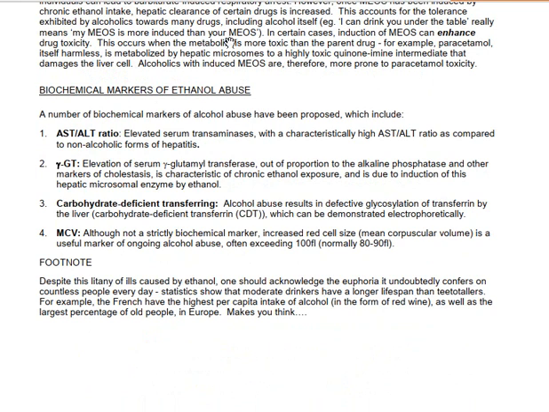Now the biochemical markers of ethanol abuse. When you want to know that somebody is continuously taking alcohol and is lying to you that he's not taking alcohol, you can just go to the laboratory to do these tests. The first test is the aspartate aminotransferase to alanine aminotransferase ratio. The ASAT over ALAT ratio is going to be elevated in the case where the patient is alcoholic.